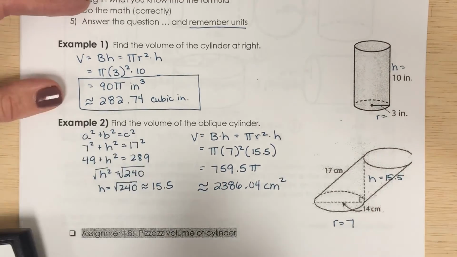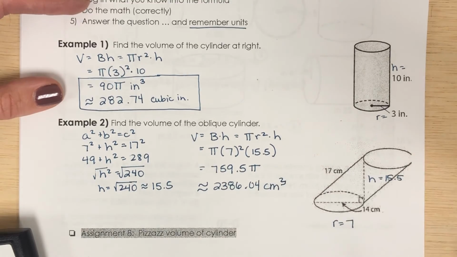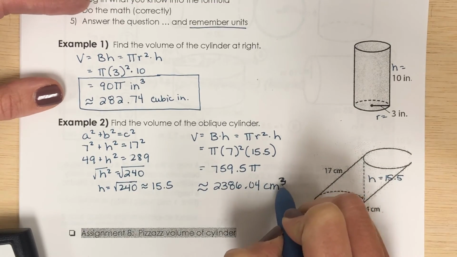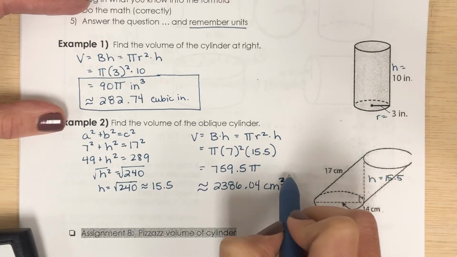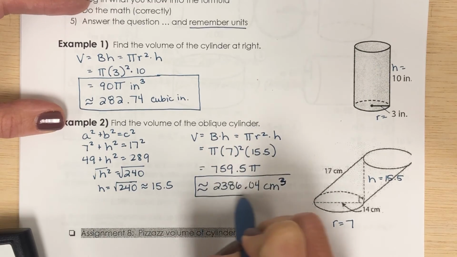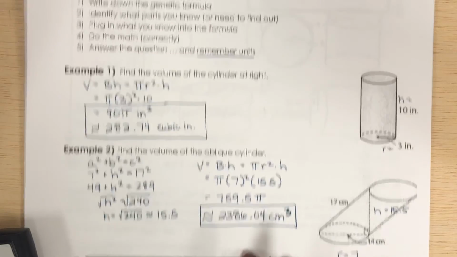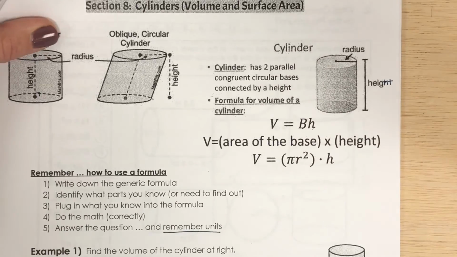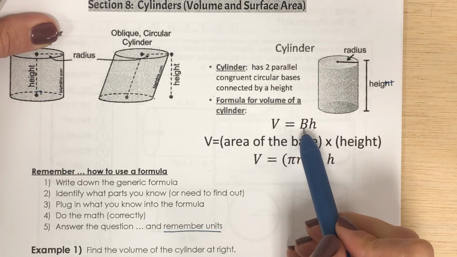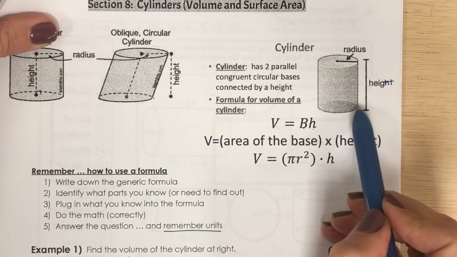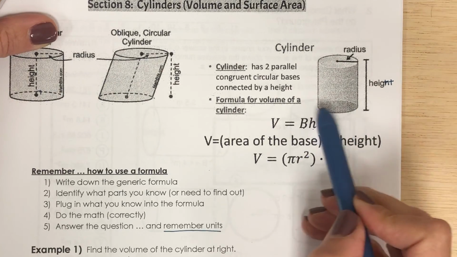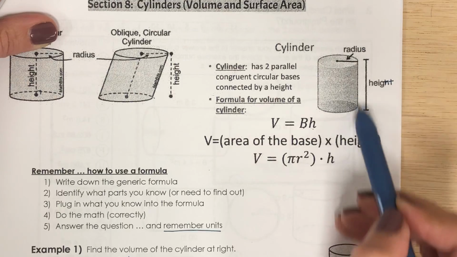Oops, and that is not centimeters squared, it's centimeters cubed. Ooh, that's a terrible 3, because we're talking about volume. So that would be my answer for volume. So, important thing to remember for volume of a cylinder: volume equals base, the area of your base, times your height. The area is pi r squared, so it's just pi r squared times your height.